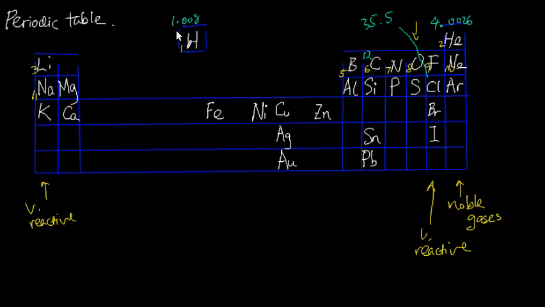Now, these numbers here, I've previously explained how, if we think of the mass number of an atom, it is basically the total number of protons plus neutrons.